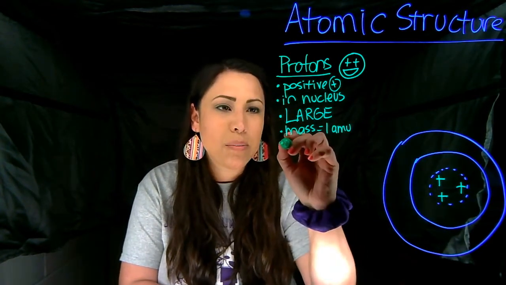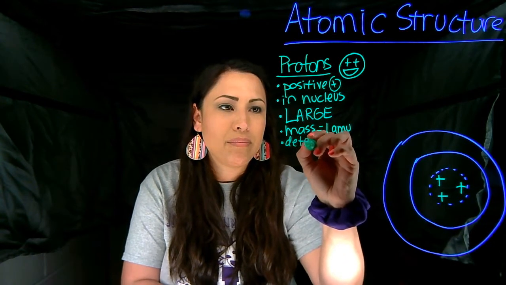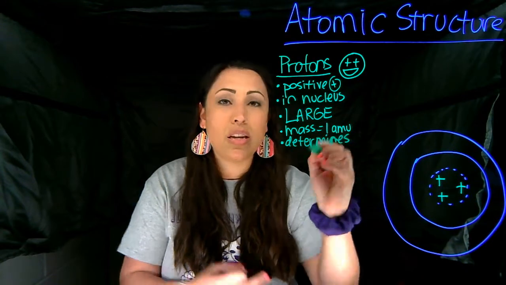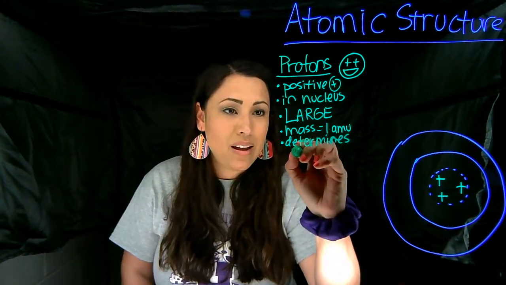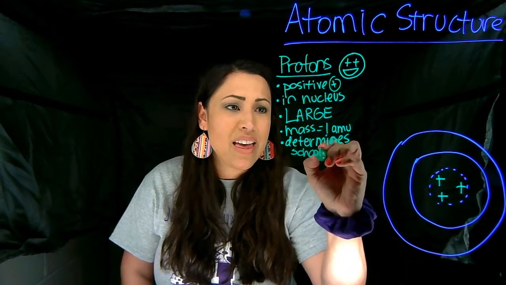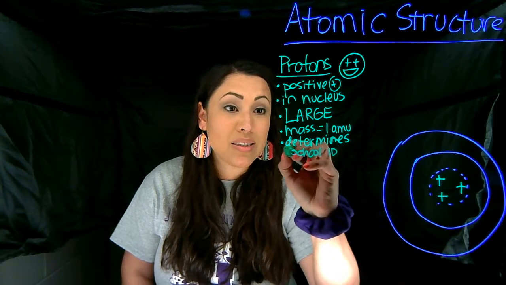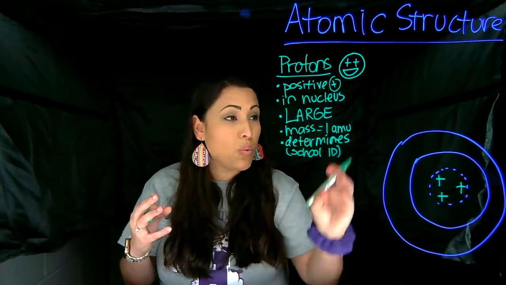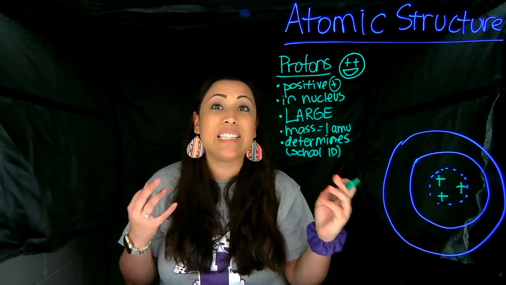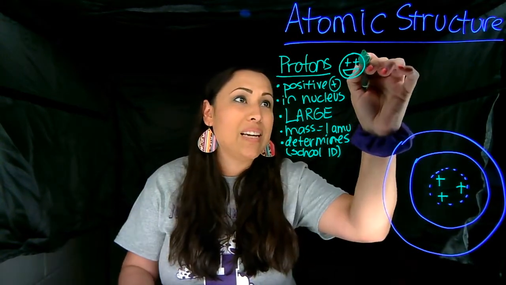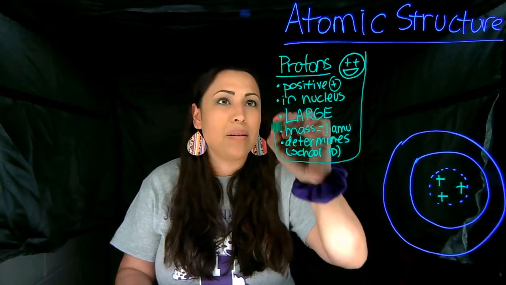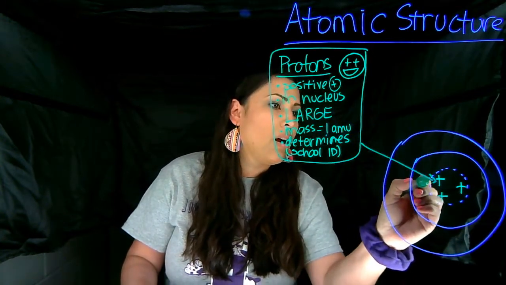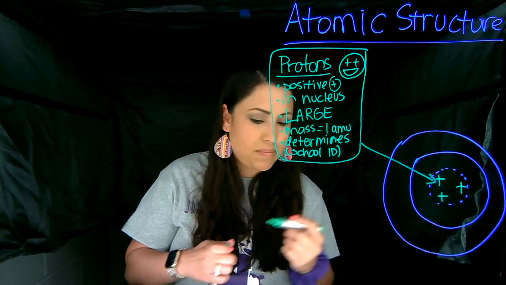And this determines our identity. So usually you wear like a school ID. We're going to add school ID here. That is like your protons. They determine the identity of the atom. So once you know how many protons, you know exactly what the identity is of the atom. So I'm just going to square that around and point to our protons.